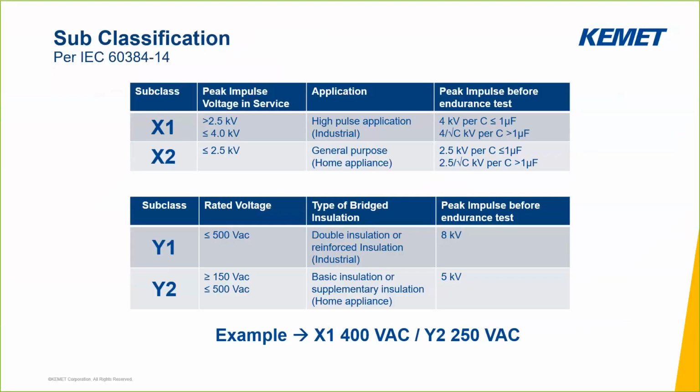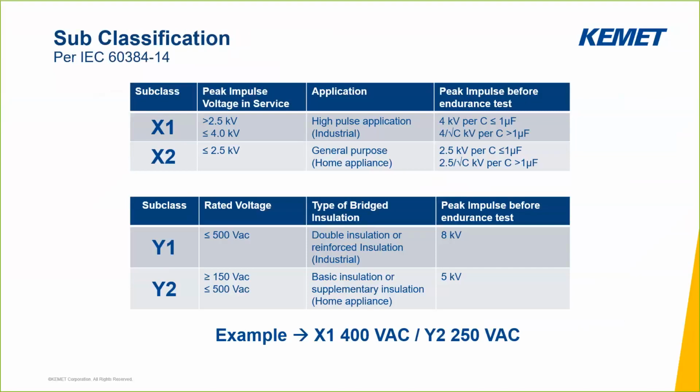So per the IEC standard, safety capacitors are divided into two classes, X and Y. Now remember, X capacitors are connected from line to line or line to neutral, and Y capacitors are connected from line to ground. They are further divided into subclasses such as X1, X2, Y1, Y2. Now for each subclass, AC voltages are designated to provide the overall capacitor class and voltage rating for the application.